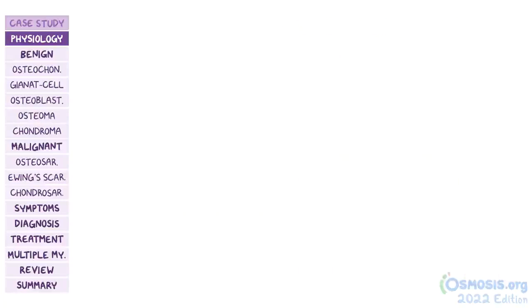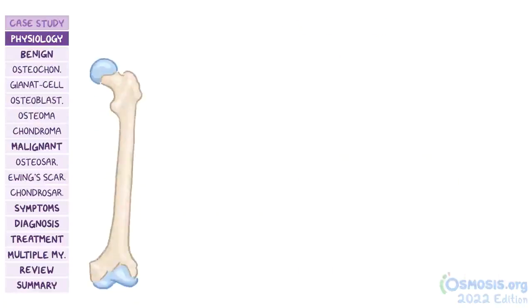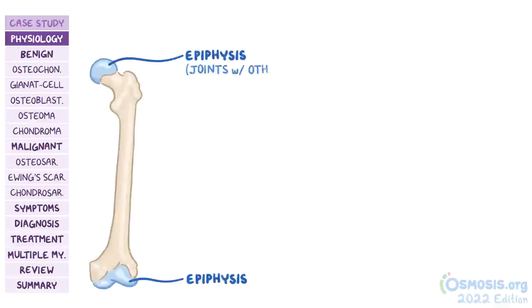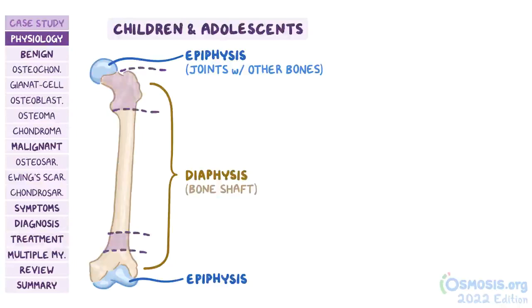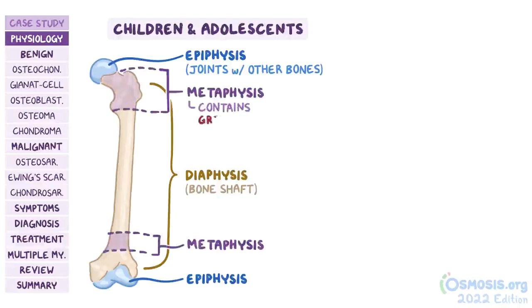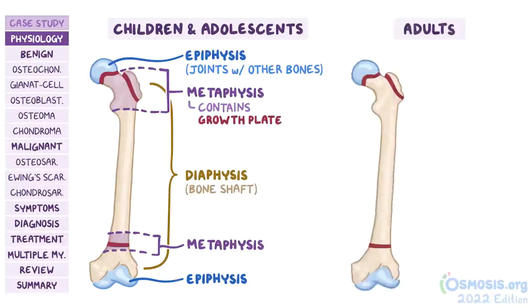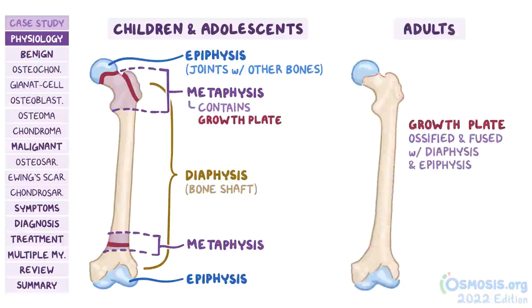In terms of anatomy, looking at a long bone like the femur, it has two epiphyses, which are the ends that contribute to joints with other bones. Between the two epiphyses is the diaphysis, also called the bone shaft. In children and adolescents, there's an additional narrow portion between the epiphysis and the diaphysis called the metaphysis. The metaphysis contains the growth plate, the part of the bone that grows during childhood. In adults, the growth plate is ossified and fused with the diaphysis and the epiphysis.